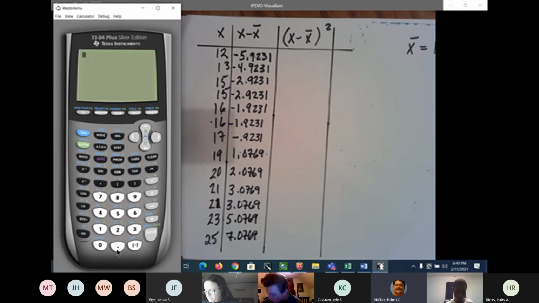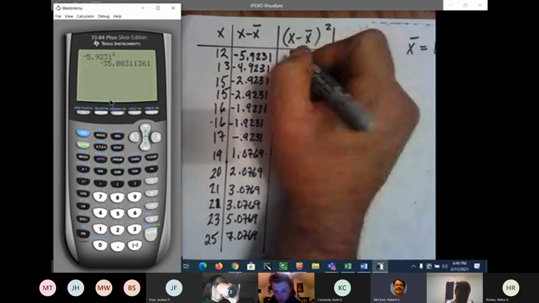So negative 5.9231 raised, that's under the clear button. It's called a caret symbol. It looks like an upside down V. Raised to the second power. Second power. Negative and negative, it's supposed to change it to the positive. I don't know why it didn't. Did you get negative 35.0831? It's not negative, it's positive. I don't know why the calculator did that. So it should be 35.0831.